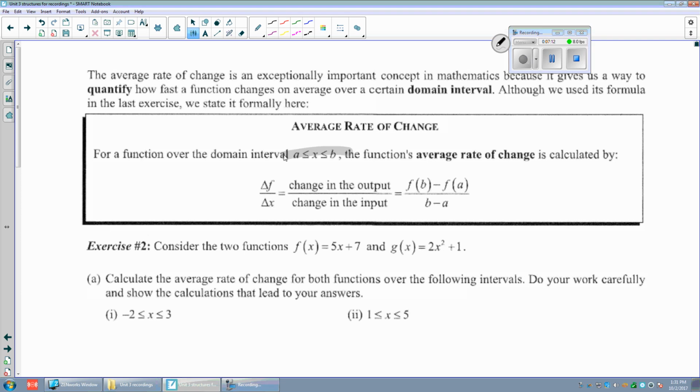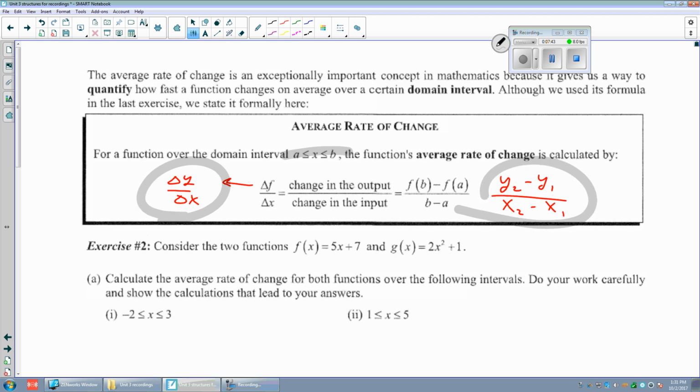For a function over the domain a is less than or equal to x, which is less than or equal to b, the function's average rate of change is calculated by, okay, remember f of x is the same thing as y. So that's delta y over delta x. That's y2 minus y1 over x2 minus x1. Okay? Lots of ways to write it. These are the ways that you're familiar with.